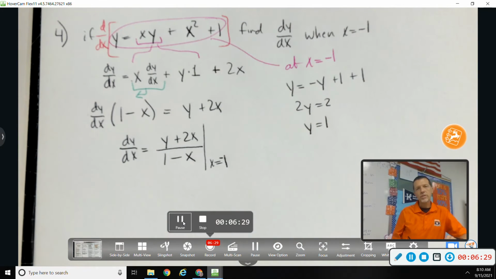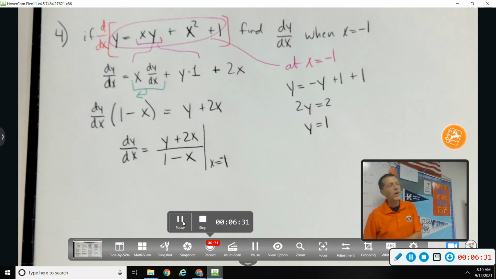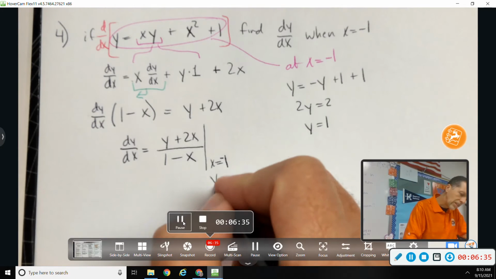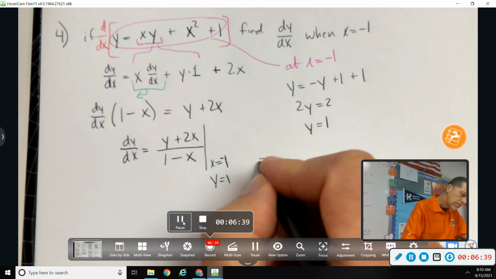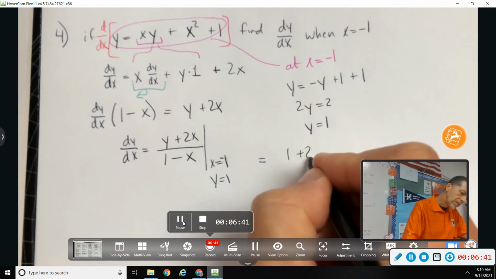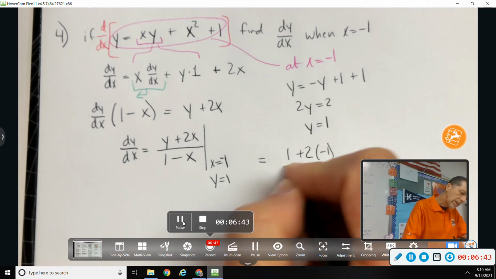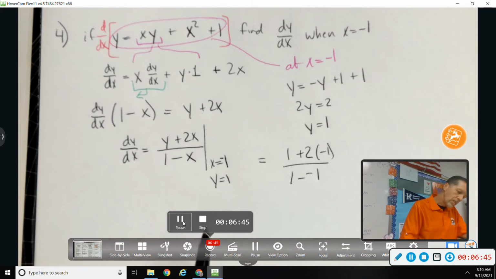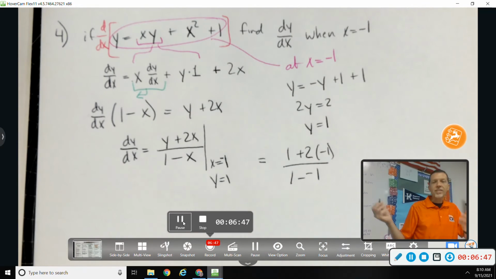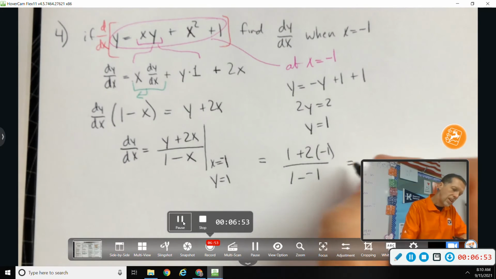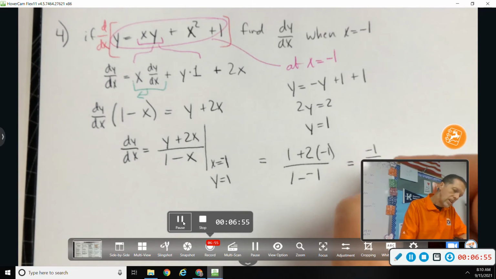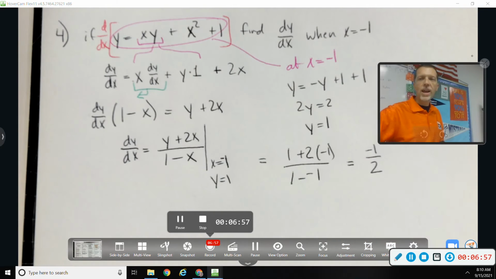So there was a little algebra side problem to this to figure out what y is so that we could evaluate this derivative. So 1 plus 2 times negative 1 over 1 minus negative 1. That's a safe stop. So if you're tired of this problem, you can be like, enough of this, I'm done. And that would be fine. But it would equal negative 1/2 if you wanted to keep going.